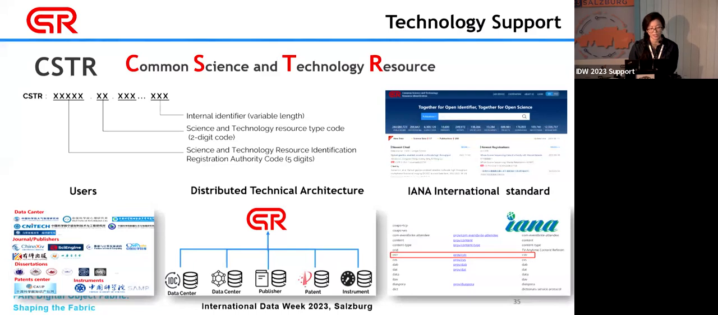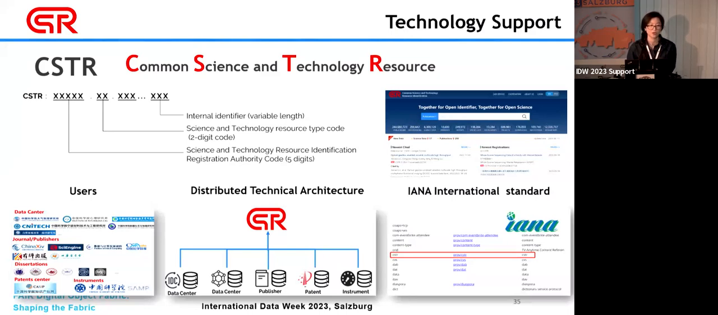And right now the CSTR is one of the protocols supported by the IETF IANA, the same as the DOI. Especially the national data centers in China and the CAS data centers in China, the dissertations, repositories, and science data banks use it. They are not widely used, but I think they are growing. Yeah, they are growing. So the CSTR is decentralized. At this level, it's sometimes the same as the handle systems.